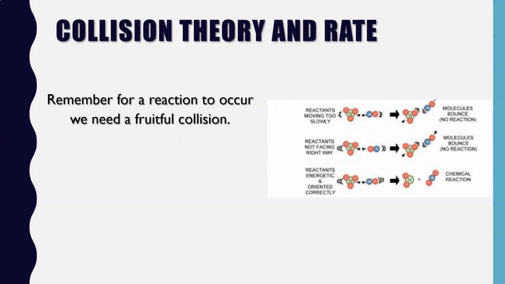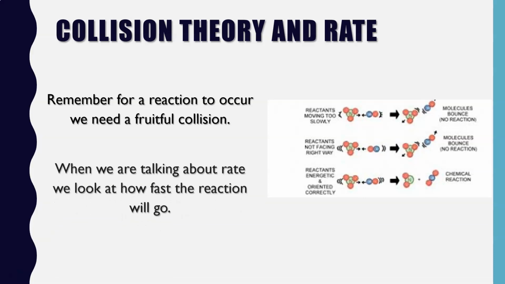So collision theory and rate of reaction. So we said that a collision had to occur with the reactants at a certain orientation and with a certain amount of energy for our reaction to be fruitful. So for the fruitful collision, for a reaction to occur.